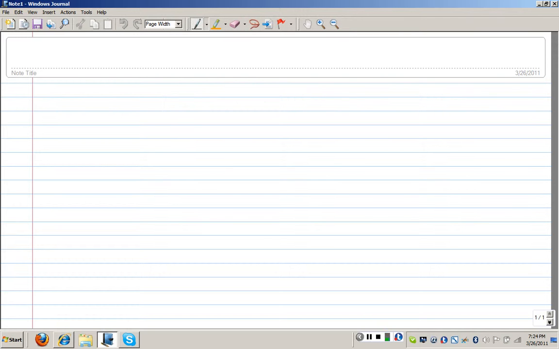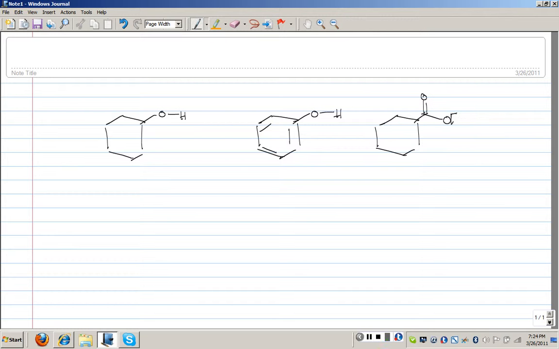And what we ended up doing last time is we looked at a series of hydroxy acids. So we looked at cyclohexanol as one case, phenol as another case study, and benzoic acid as a third case study. And we saw that of the three, the Ka value rises in the direction of benzoic acid.